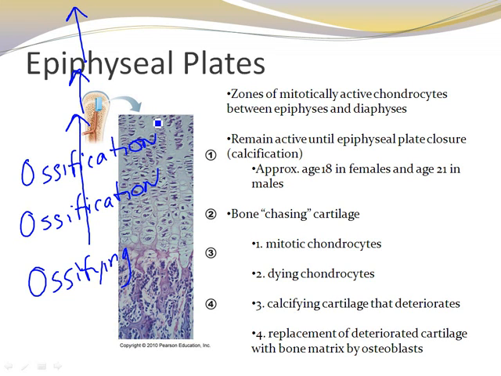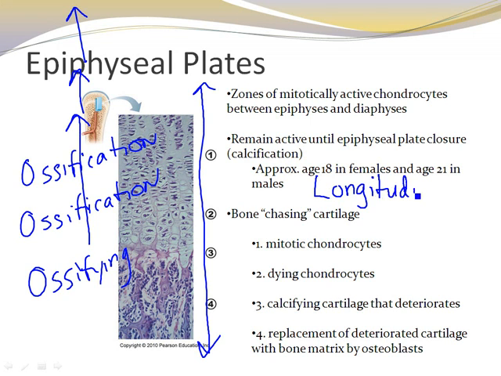As long as those growth plates are present, those epiphyseal plates are there, the bone will keep elongating this way. Okay, so you have what's called longitudinal growth, lengthwise growth. How long do those growth plates, those epiphyseal plates, remain open? Until about age 18 in females and about age 21 in males.